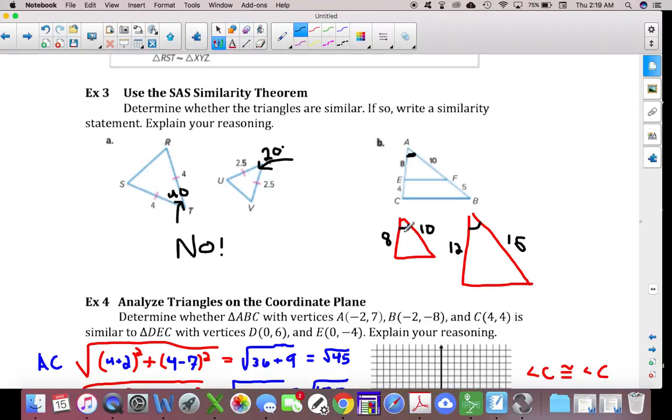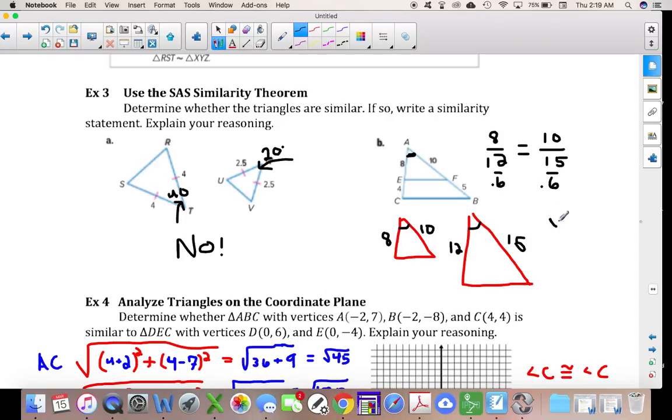So I just need to test and see if these are proportionate to each other. So I can do 8 over 12 has to be equal to 10 over 15, and let's see, if I divide this one by 4, that would be 2/3, and if I divide this one by 5, that would be 2/3 also. In your calculator, it will come out as 0.6 repeating for each one probably.